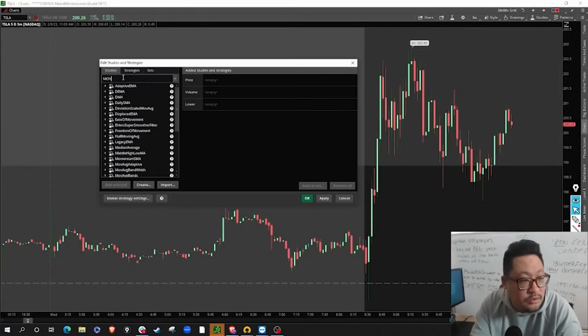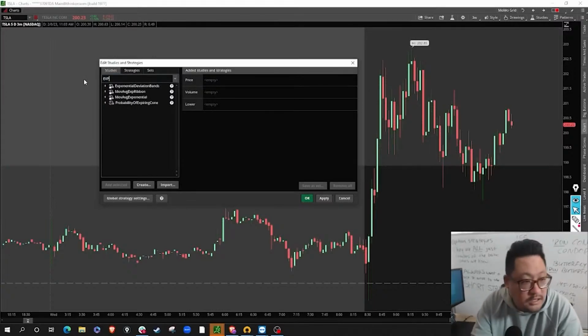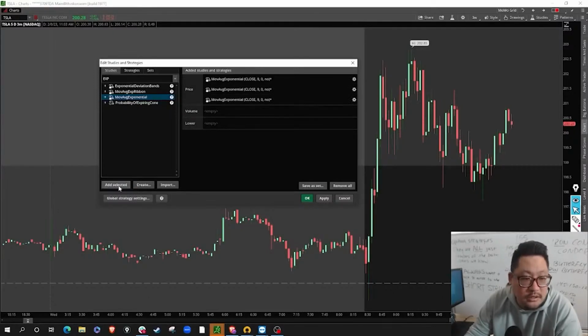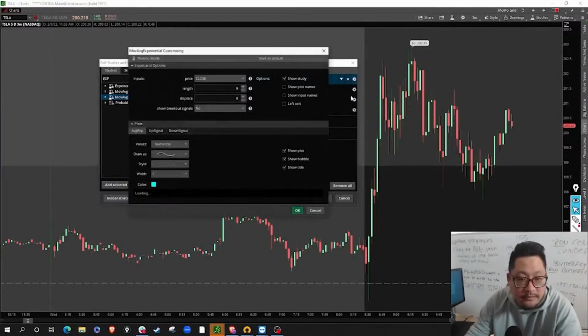So on Thinkorswim, you type in moving, maybe not. Let's go exponential. There you go. You could just type in EXP under the studies tab to the far left, and you can see moving average exponential. So what I want you to do is click on it once, twice, 3 times, and then 4 times. So now you can see there's going to be 4 exact indicators on the same time frame.